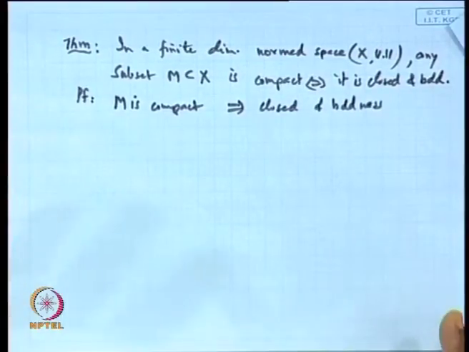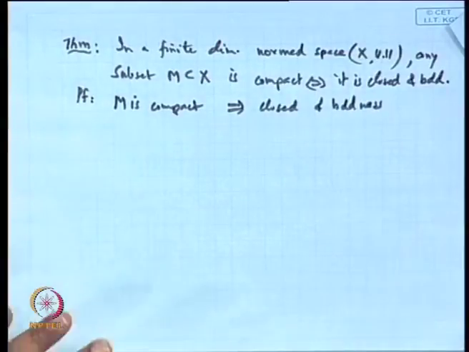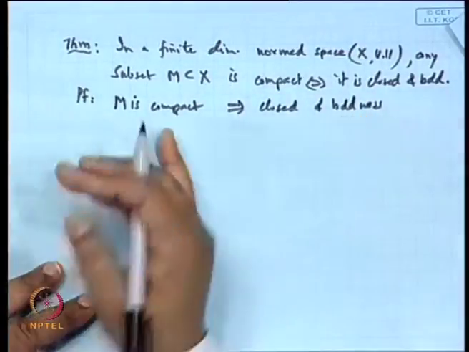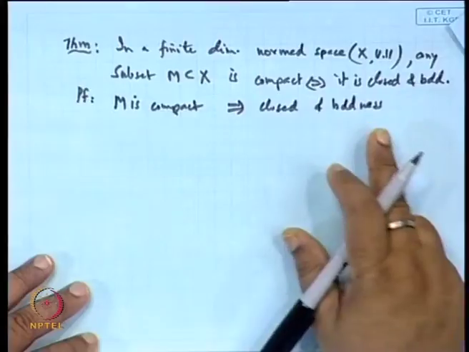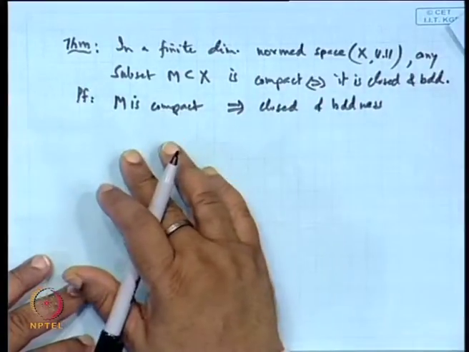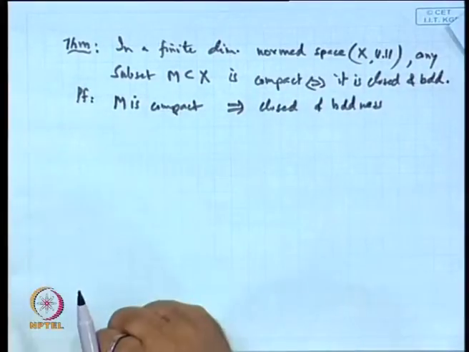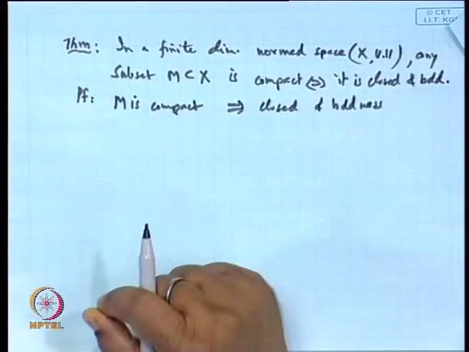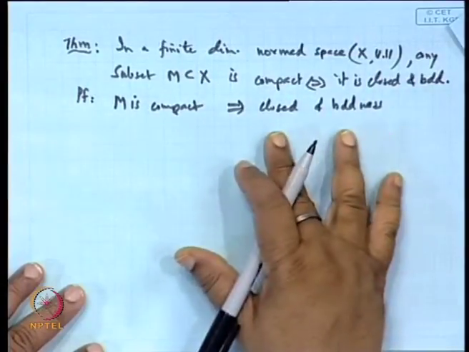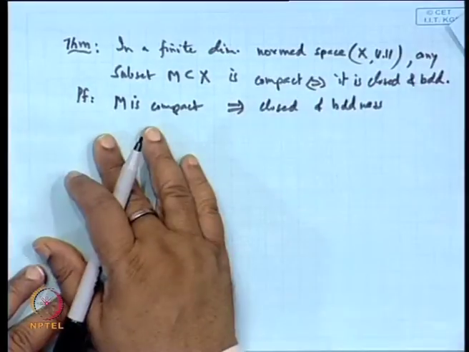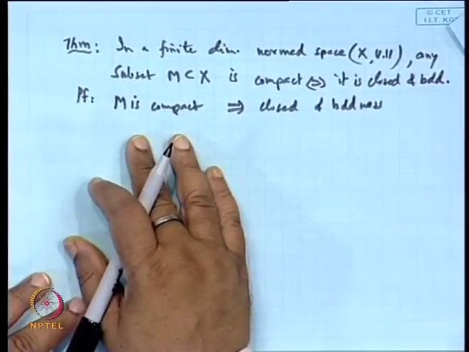Every compact set is closed and bounded, whether the space is finite dimensional or infinite dimensional. The other way round was a problem, because in the infinite dimensional case, we have seen that closedness and boundedness need not imply compactness. But in the finite dimensional case, we will prove that even a closed and bounded set will be a compact set.